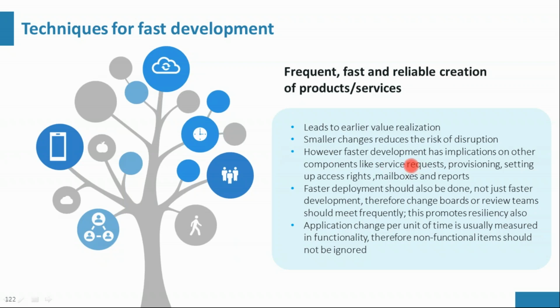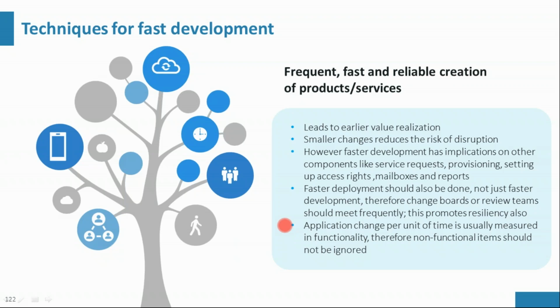Like service requests have to be processed fast. Provisioning of hardware, software have to be done faster. It's not just the development, but also other things, non-development aspects also. Therefore, faster deployment should also be done, not just faster development. Therefore, change boards or review teams should meet frequently. There may be more frequent changes, more frequent deployments, and by which resiliency also improves. Rather than deploying something really major over a period of 3 months, it may be better to deploy something every day, something very small, or maybe multiple deployments every day.